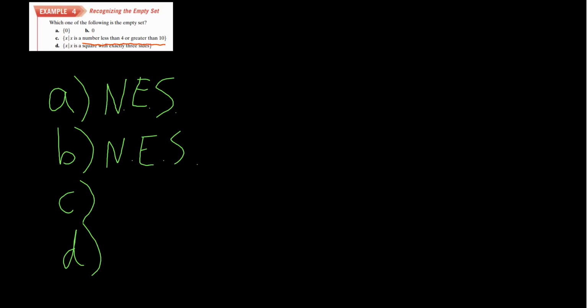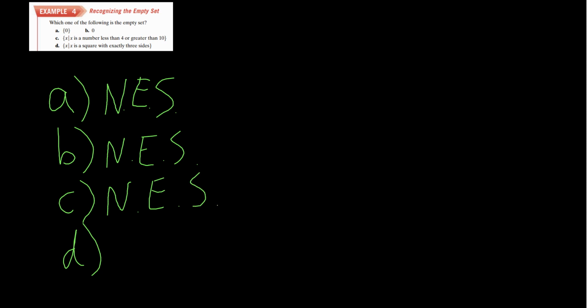Okay. However, for this particular example, we do have something that exists. All right. It says X is a number less than 4 or greater than 10. Well, there are an infinite amount of numbers less than 4, right? 3, 2, 1, 0, -1, -2, -3, right? And there are an infinite amount of numbers that are greater than 10. Okay, 11, 12, all the way to infinity, right? So, unfortunately, C is also not an empty set.